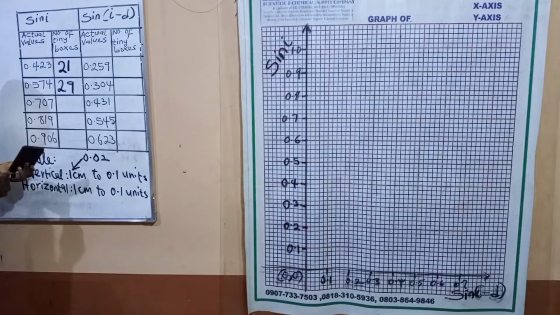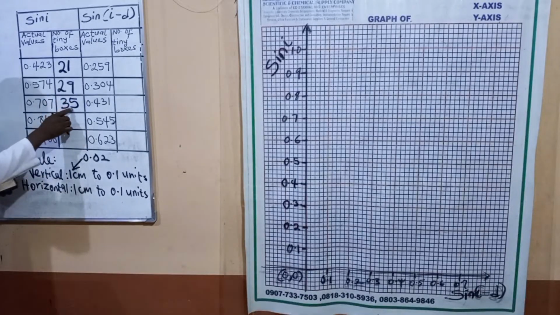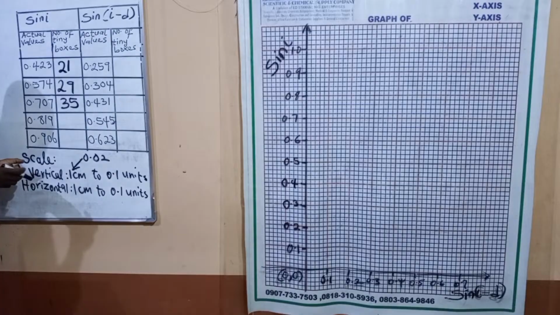Let's proceed. Here we have 0.707. Okay, here it is 35. That's 35 tiny boxes from the origin. Please take note. Then the next one is 0.819. We will get 41. So this is 41 tiny boxes from the origin.